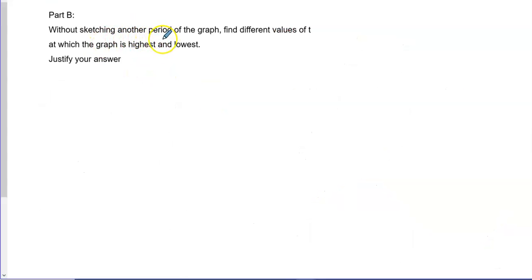Without sketching another period of the graph, find different values of t at which the graph is highest and lowest. Justify your answer. I want you to pause the video, think about this, attempt it, and let's discuss the answer together.